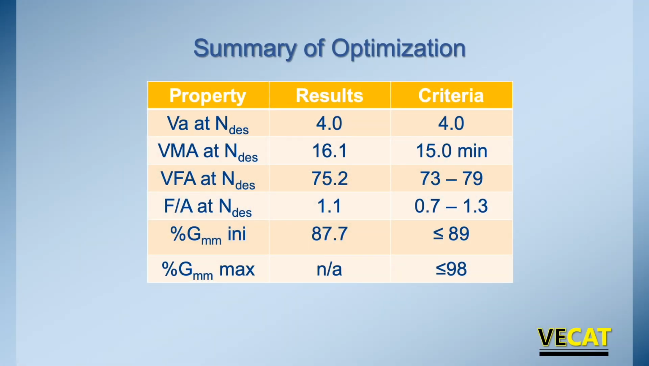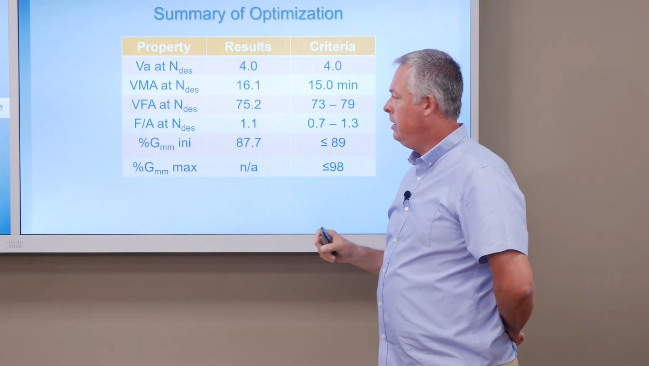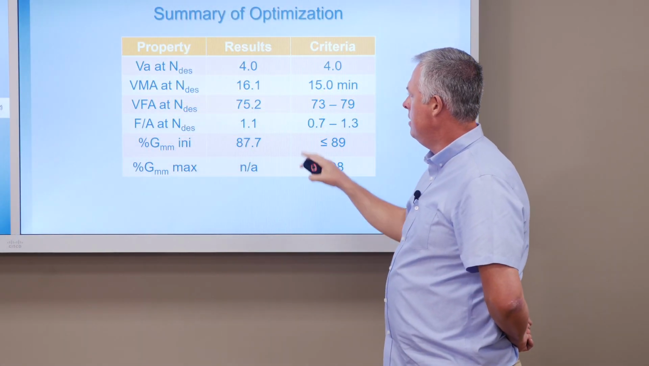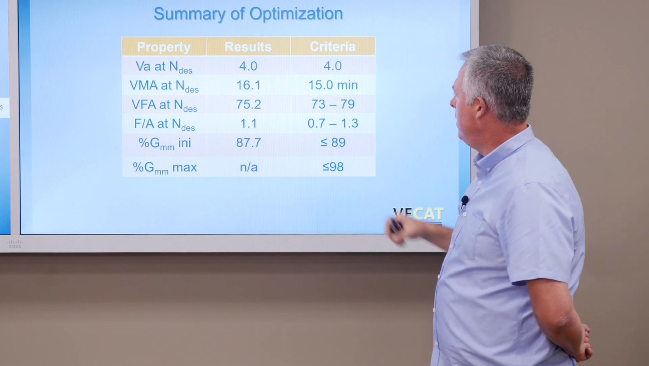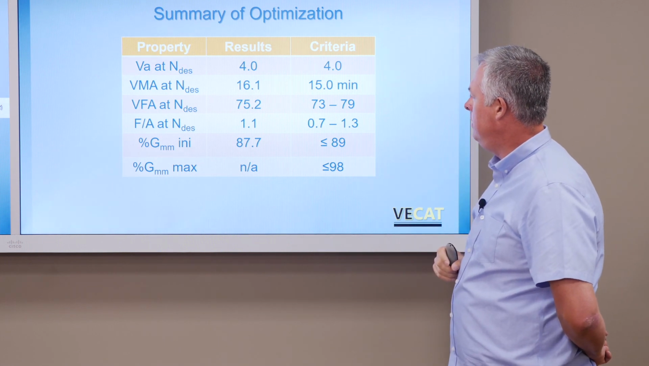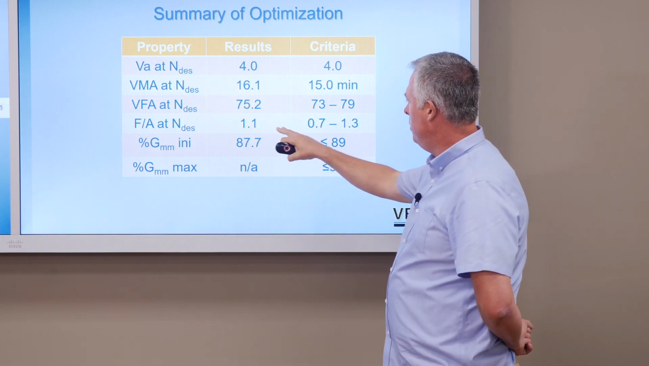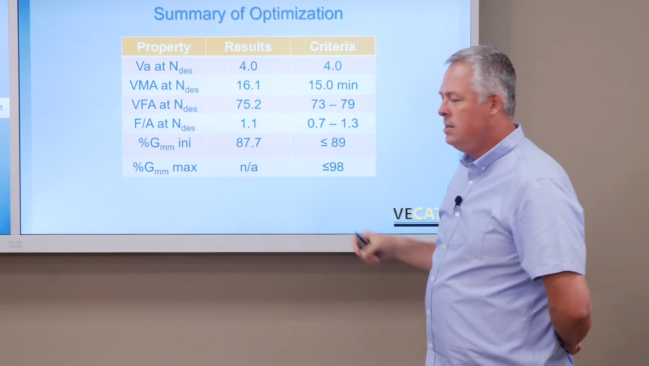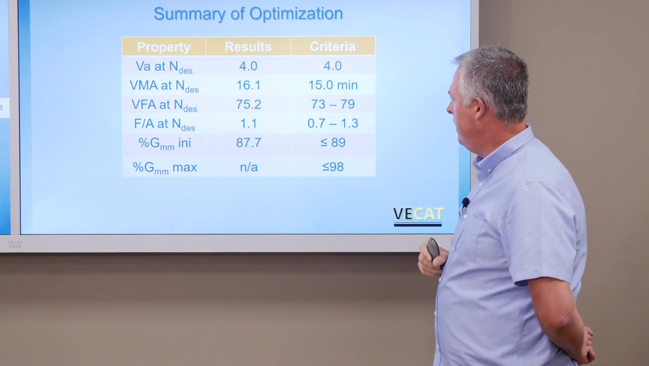So here's our summary after running a varying AC analysis. We end up at 4% air voids. We have a VMA of 16.1, which is great, well above that 15% minimum. Even after it drops 0.5%, we're going to be in good shape when we get into production. The VFA is right in the middle of the VFA criteria. Our FA ratio is 1.1. As long as our dust stays manageable, that'll be fine.